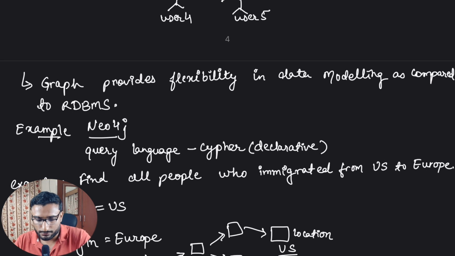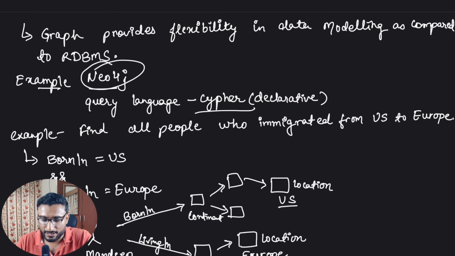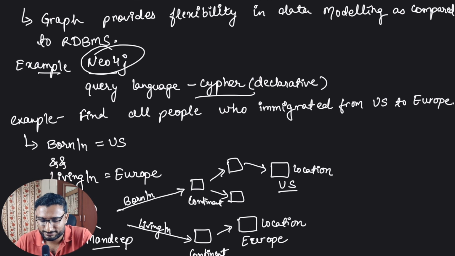Now, a graph provides flexibility in data modeling as compared to RDBMS. One such database is Neo4j, and its query language is Cypher, and it is also declarative. फायदा हो गया. We don't have to specify what we have to write in the backend, or how the execution will look like. So we don't have to write that code. We just have to specify the pattern in which data we need, and it will perform the operations जैसे इसकी मर्जी, हमें बस रिजल्ट्स चाहिए.